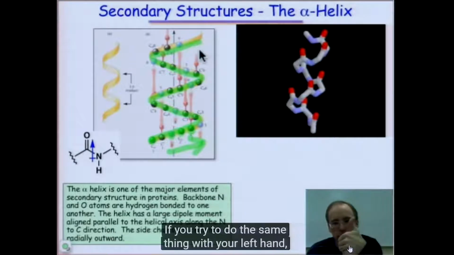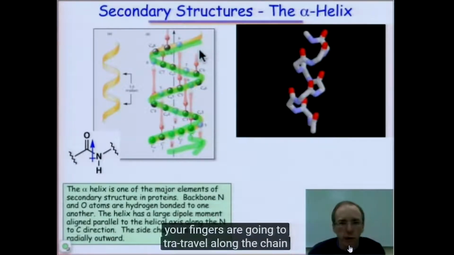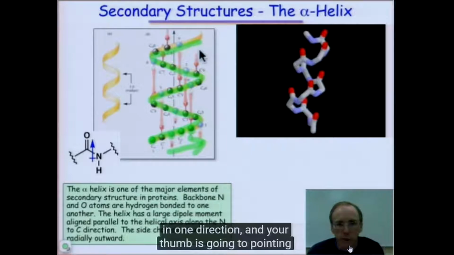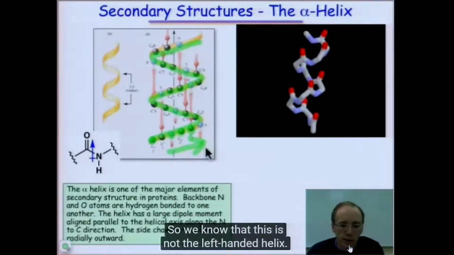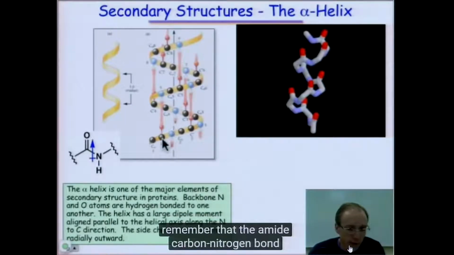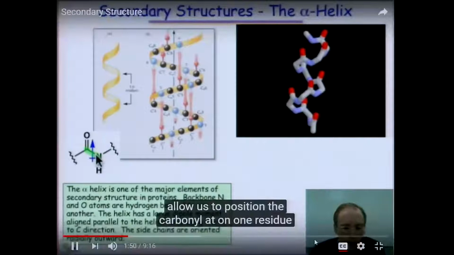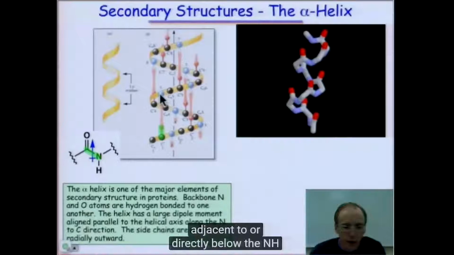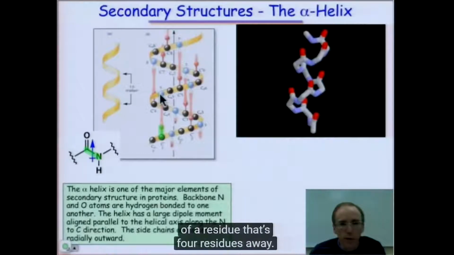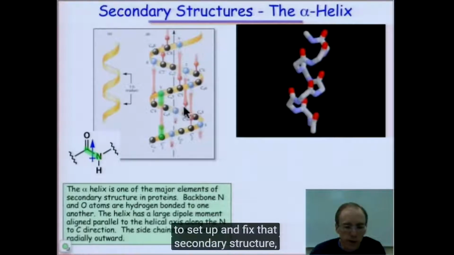If you try to do the same thing with your left hand, your fingers are going to travel along the chain in one direction, and your thumb is going to be pointing in the opposite direction, so we know that this is not the left-handed helix. Now, remember that the amide carbon-nitrogen bond is rigid, planar and fixed, but adjustments of phi and psi allow us to position the carbonyl on one residue adjacent to, or directly below, the NH of a residue that's 4 residues away. And that allows the hydrogen bond to set up and fix that secondary structure, the alpha helix, in place.